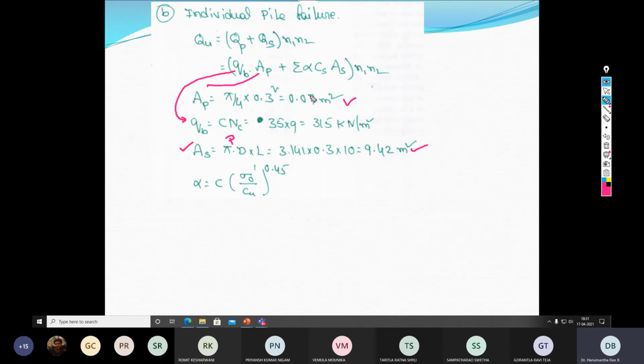Next, since we are dealing with the individual pile by the alpha method, you need to calculate the value of alpha. Among the three procedures, you can follow any one. Here I have followed the Sladen method. So alpha is calculated by Sladen's empirical equation, that is C into sigma naught dash by Cu, into Cu power 0.45.